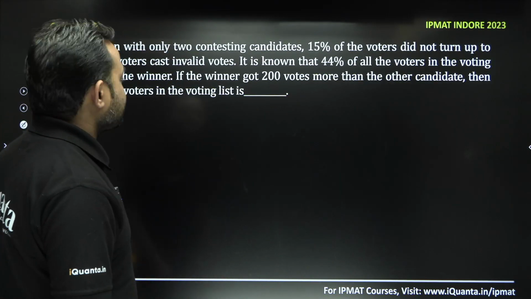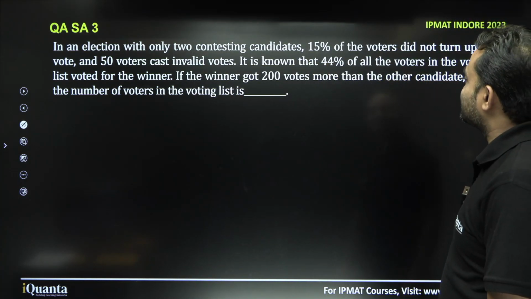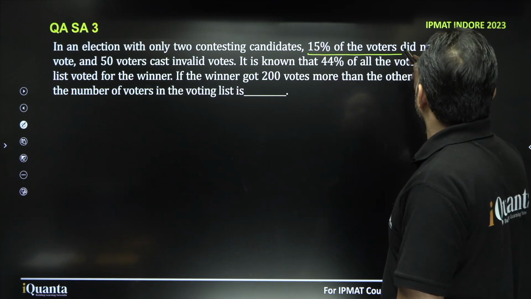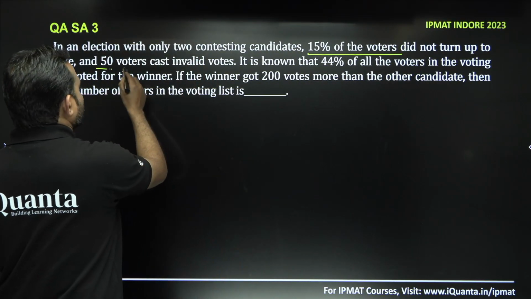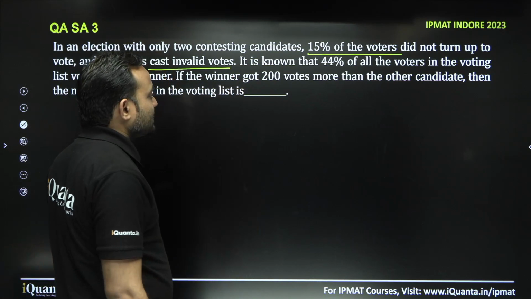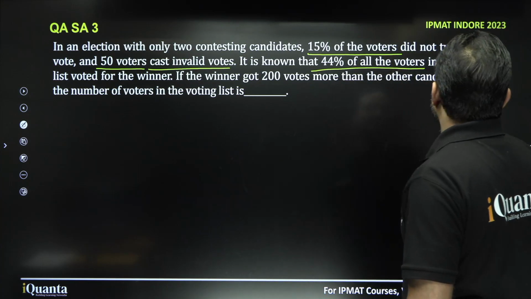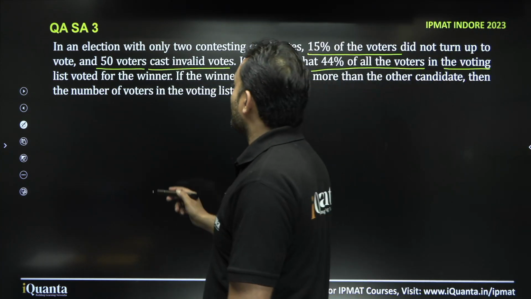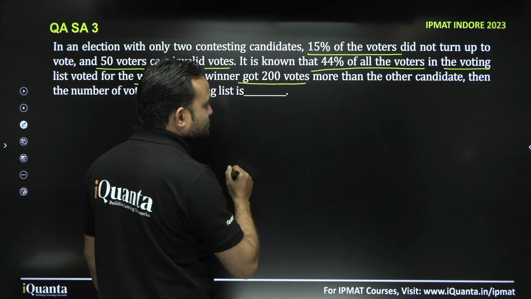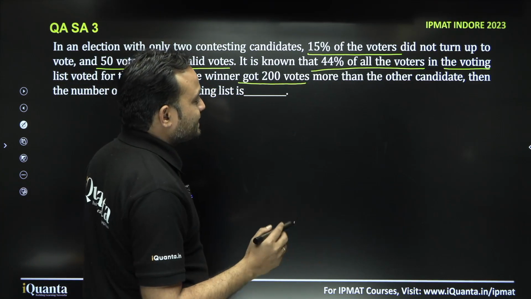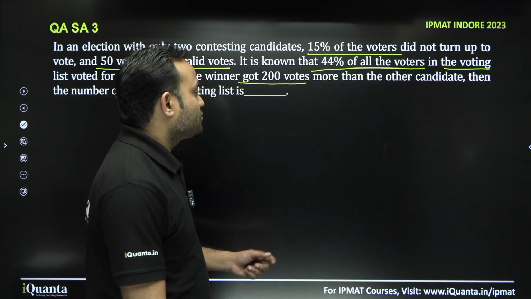Now, next question, it says in an election with only 2 contesting candidates, 15% of the voters did not turn up to vote. 50 votes cast were invalid votes. It is known that 44% of all the voters in the voting list voted for the winner. If the winner got 200 votes more than the other candidate, then the number of voters in the voting list is... So how do we solve this?